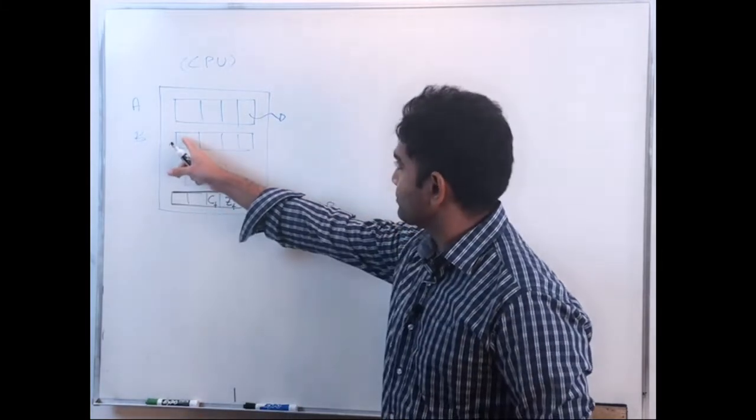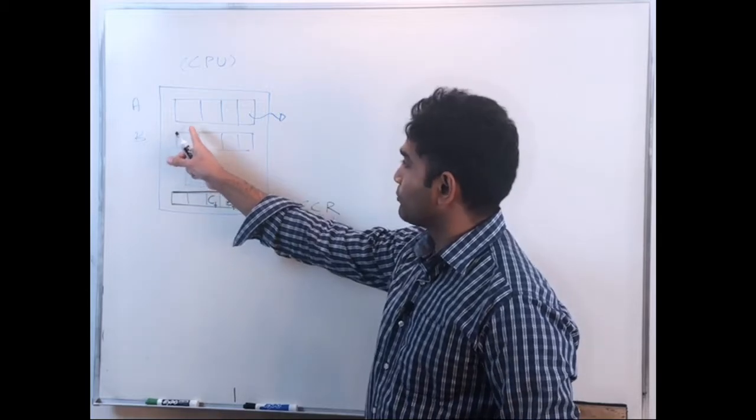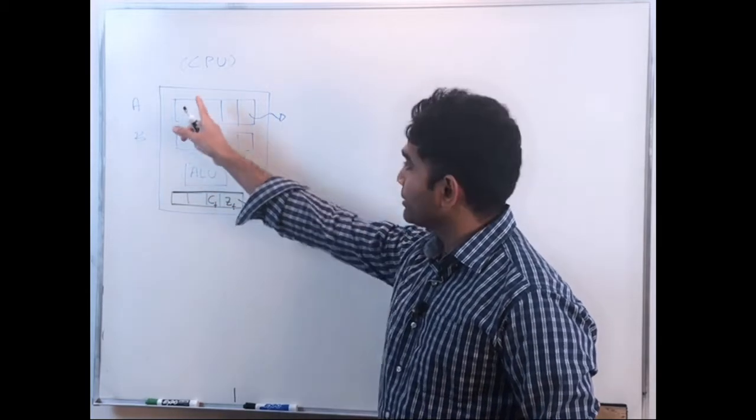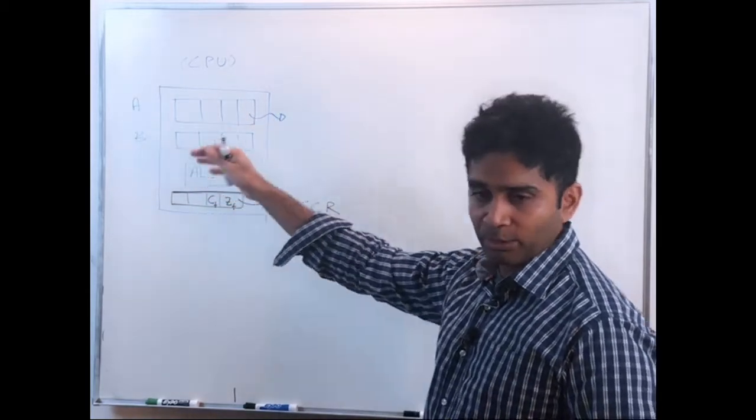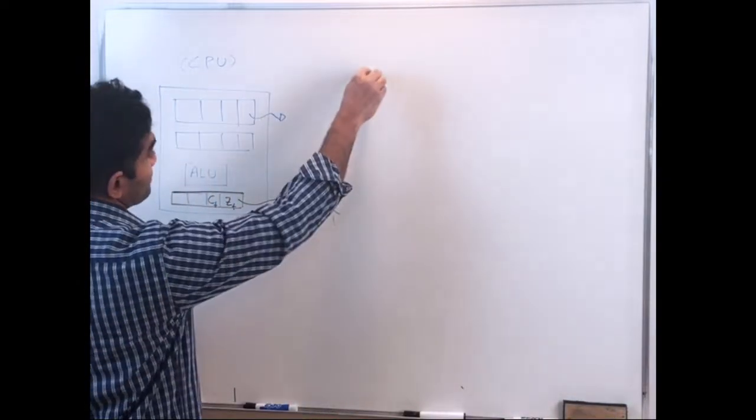Again, when I say this is a 4-bit register, that means I can basically store a 4-bit number in these temporary locations. These are temporary memory locations inside the CPU. And then of course you have the external memory, right?